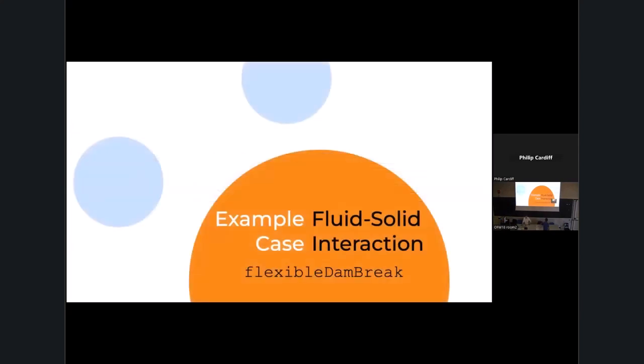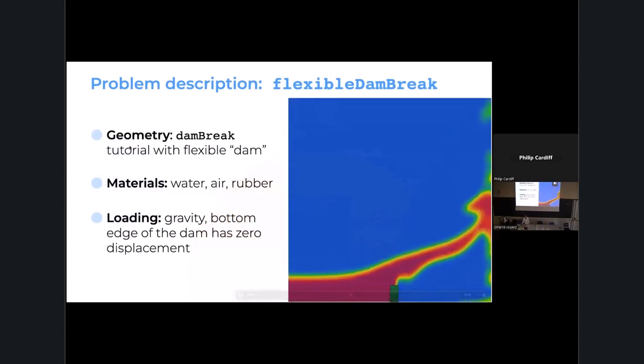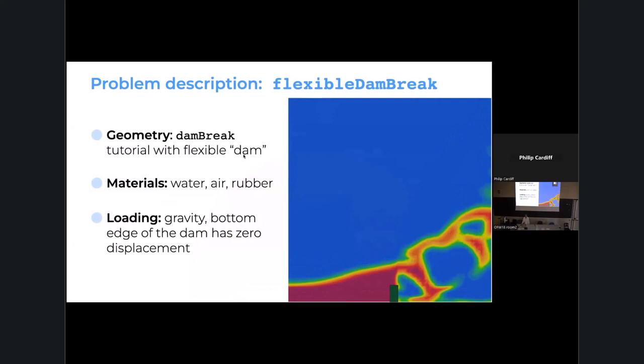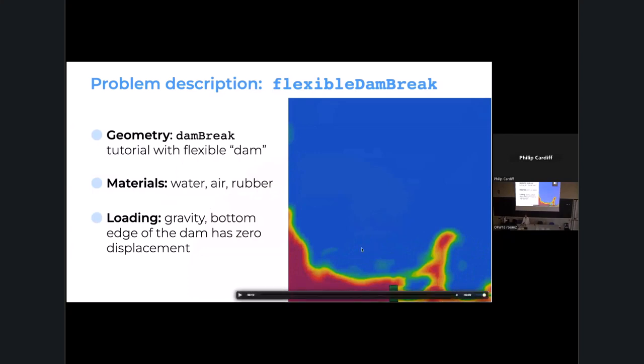Okay, FSI test cases. I have a couple to look at: the flexible dam break, and then the 3D tube I'm going to look at. Okay, so you saw this one at the start. The geometry is just the dam break tutorial. And then I just add a little simple block mesh for the block itself. We've got water, air, and then we've got kind of like a rubber, because if it was steel, it wouldn't move at all, really. Gravity, the bottom edge of the dam is set to 0 displacement, and then you have an FSI interface.